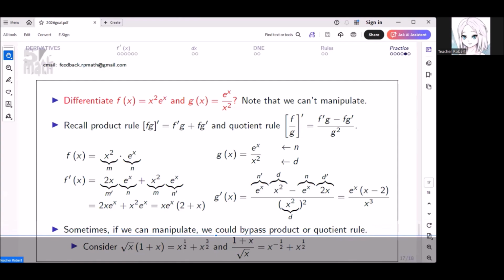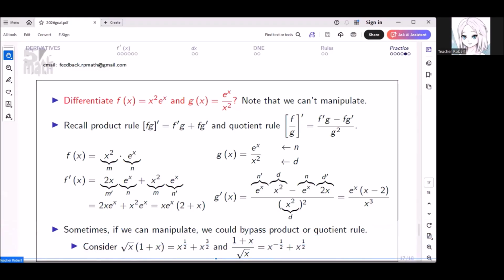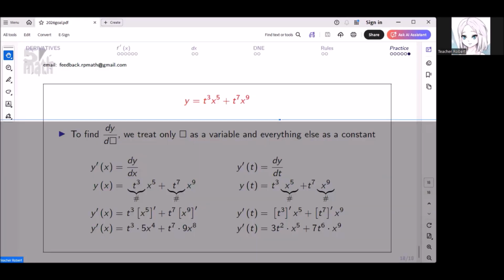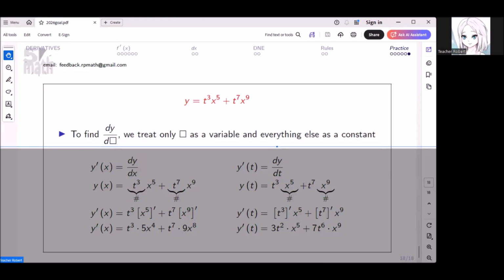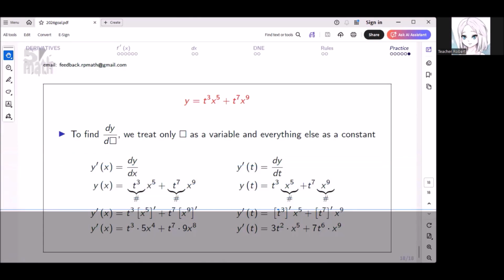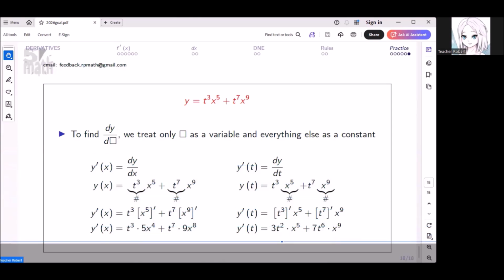Sometimes, if we can manipulate, we can bypass product or quotient rule. Consider this. y equals t cubed x to the power 5 plus t to the power 7 x to the power 9. To find dy/d whatever, we treat only whatever as a variable and everything else as a constant. And we have the following.